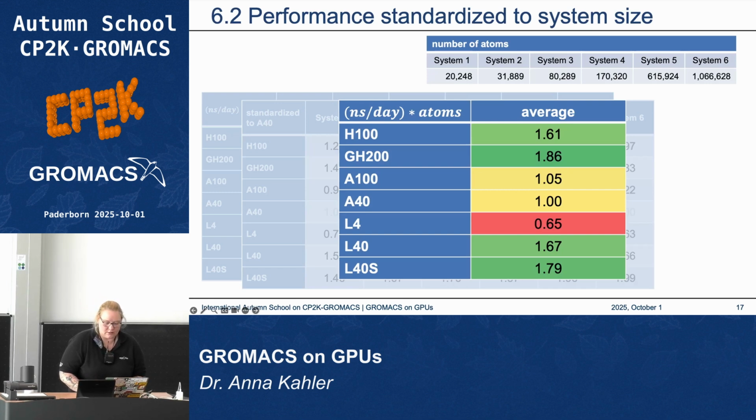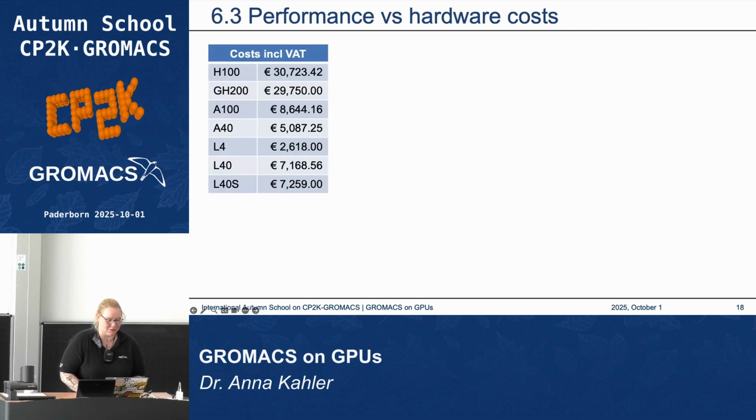So let's go over and look at the hardware costs. Because we buy the GPUs, we also need to look at how much it costs and how many GPUs we can get for the money that we have available. Yes, the Hopper generation is expensive, and the Blackwell generation is even more expensive.